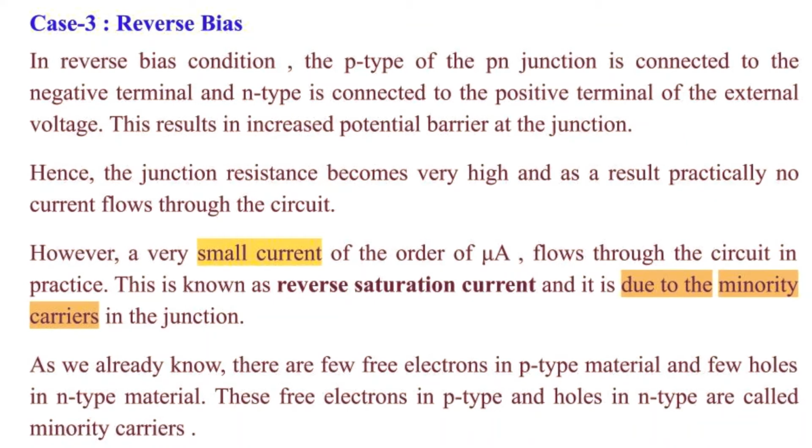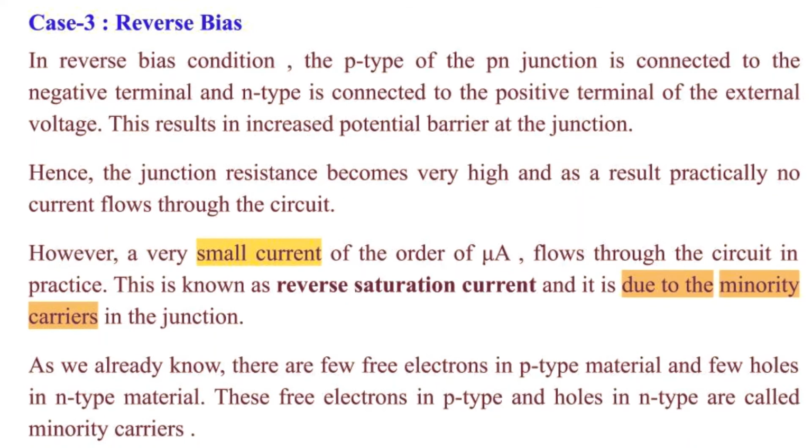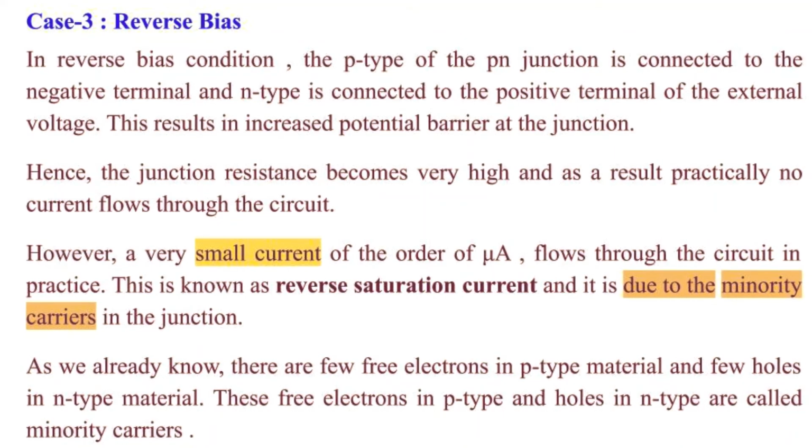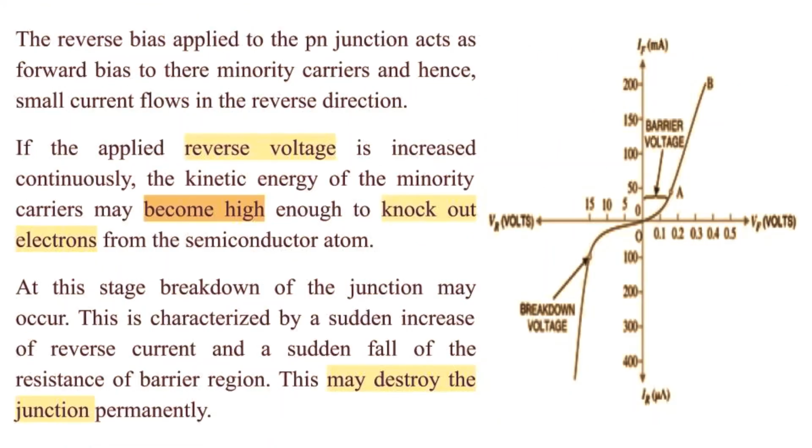As we already know, there are few free electrons in the p-type material and few holes in the n-type material. These free electrons in n-type and holes in the p-type are called minority carriers. The reverse bias applied to the p-n junction acts as a forward bias to the minority carriers, and hence a small current flows in the reverse direction.